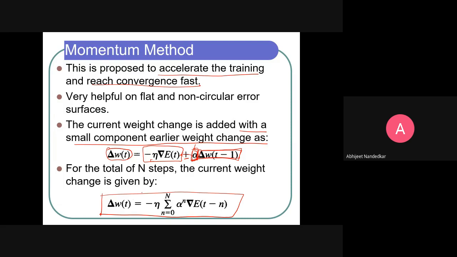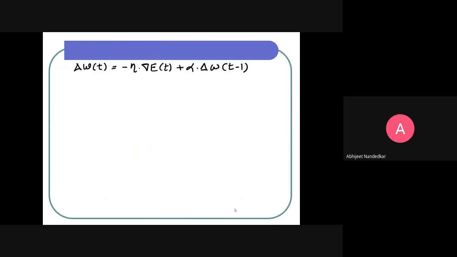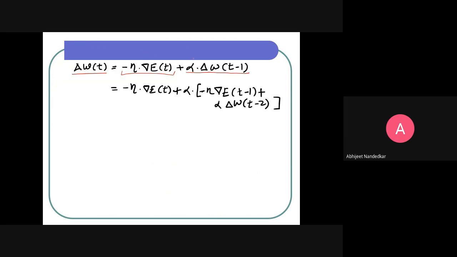So in terms of change in weight, t minus n, this is the gradient for the t minus nth step. So how is it done? Suppose I say the change in weight for the tth time is equal to negative gradient of error for the current time plus alpha into delta w, that is, the change in weight for the previous step. So I can write this term like this.